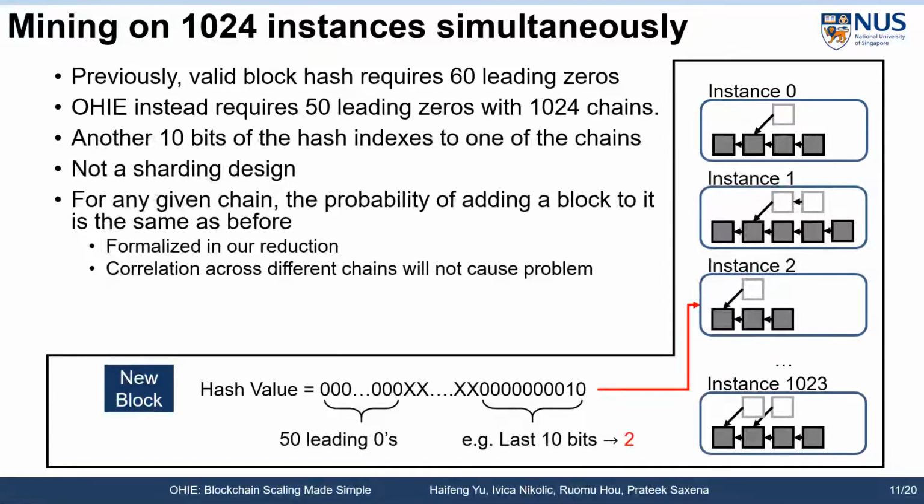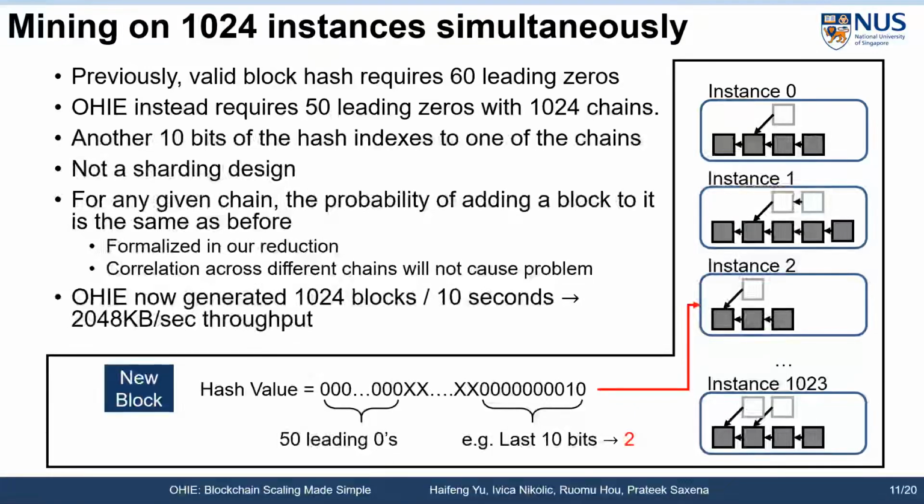This in turn suggests that the probabilistic behavior of any given chain in OHIE, even when under attack, is the same as when we had only a single Nakamoto consensus instance. Our paper has actually formalized such intuition as a formal reduction. This ultimately enabled us to do a security proof based on reduction to the security of Nakamoto consensus. Now with all these 1024 chains, OHIE is generating 1024 blocks every 10 seconds in expectation. This means that we have improved the throughput by about 1,000 times.